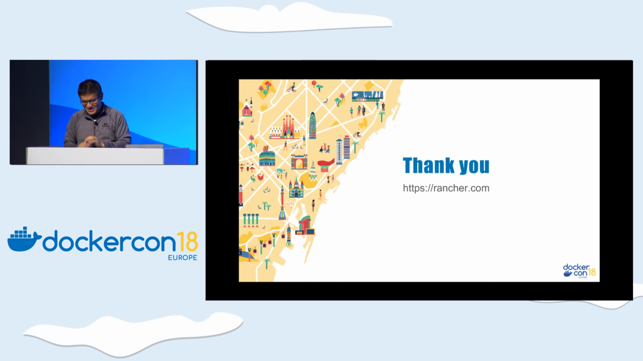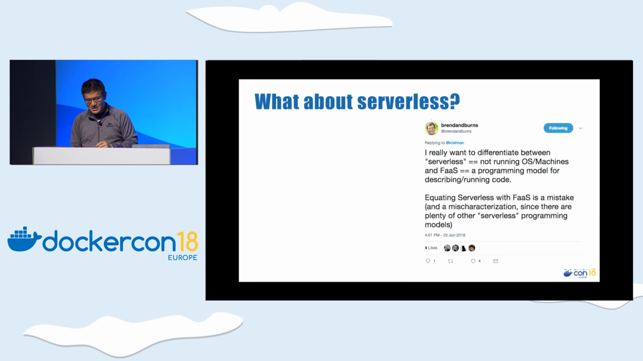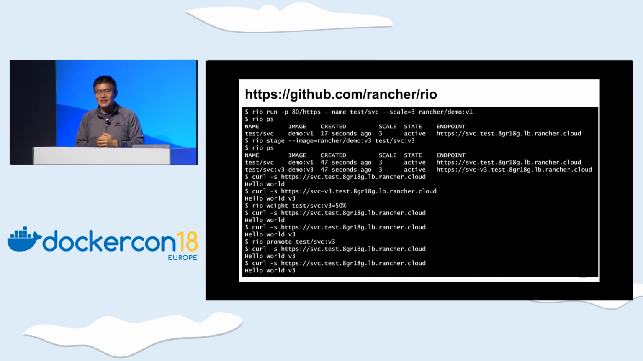I saw when you generated the SSL endpoint a couple of slides back. Is that always going to go to the Rancher cloud, or could that go where your Kubernetes is? Oh yeah, this could be configured. Okay. That's my only question.